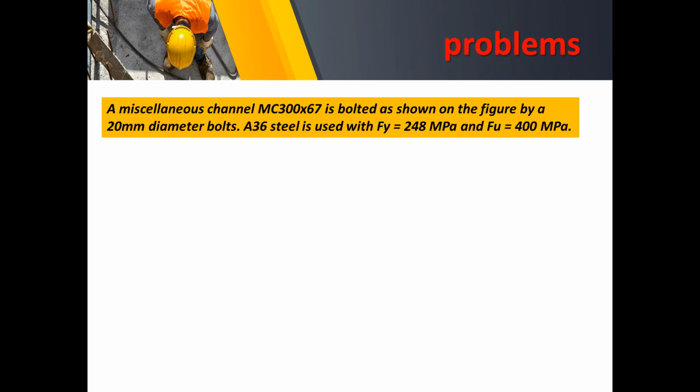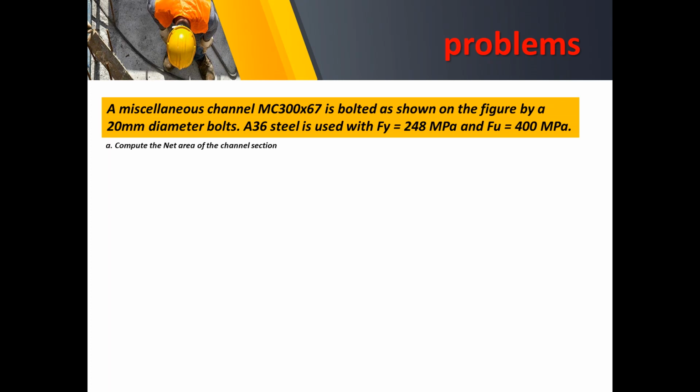So moving on to the next problem. So here we have the miscellaneous channel MC300 by 67 is bolted as shown on the figure by 20 millimeter diameter bolts. A36 steel is used with Fy equal to 248 megapascal and Fu equal to 400 megapascal. To recall, Fy is used for yielding and Fu is used for fracture.